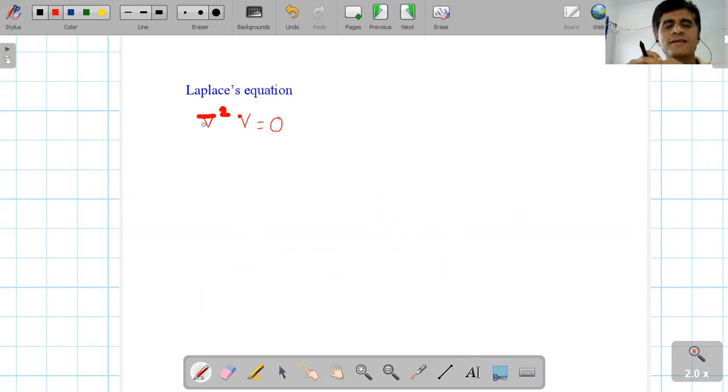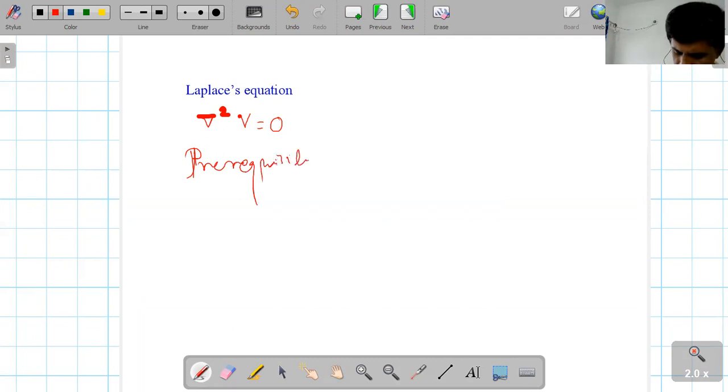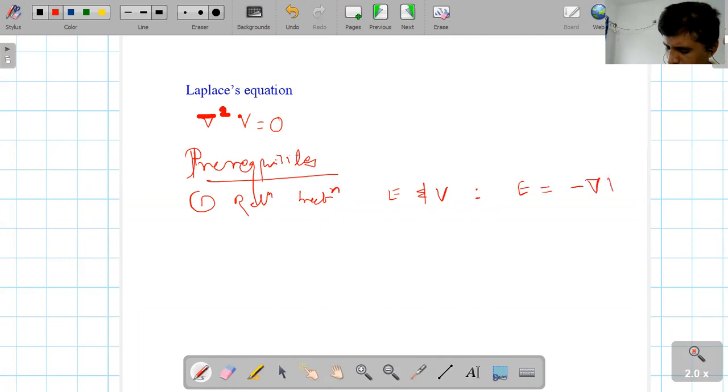Now, next point is Laplace equation, or show that del square V equal to 0. And dear student, for this case, what are the prerequisites? What should you know for this? I will first write the prerequisites. You should know the relation between E and V. What is the relation? E equal to minus gradient V.